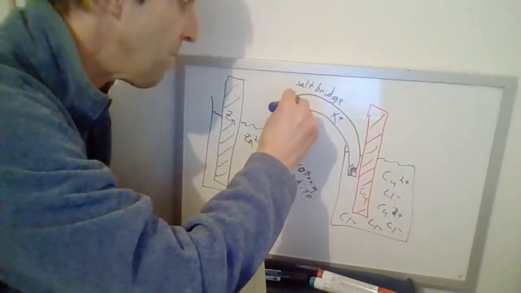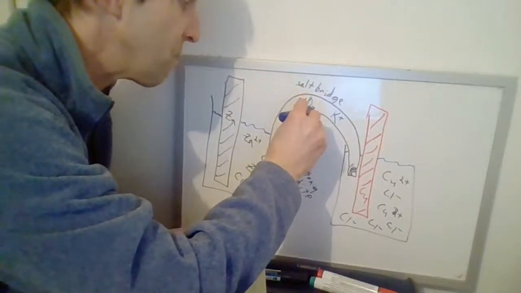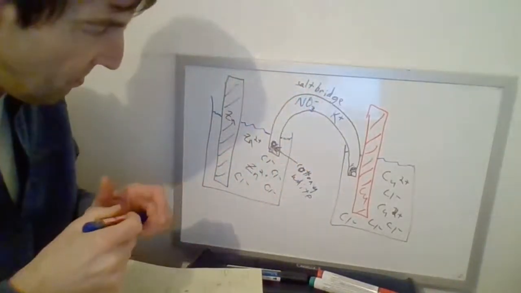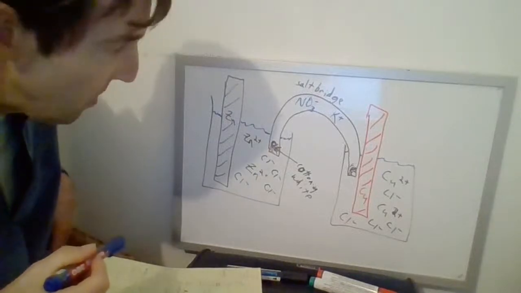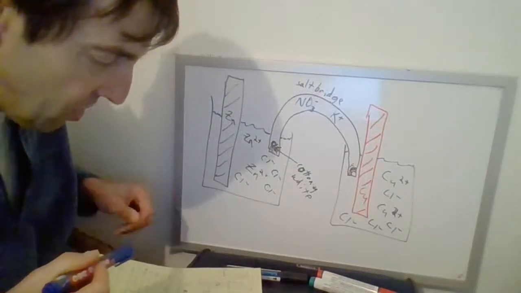And we got some NO3 minuses. I'm going to just draw one right now because otherwise it's going to get so messy. We'll see why those are there, okay?